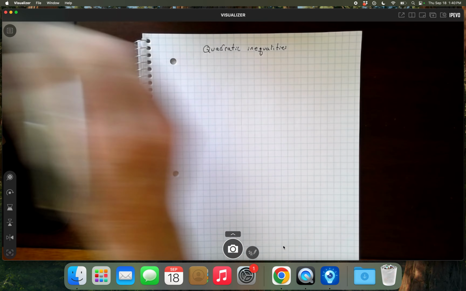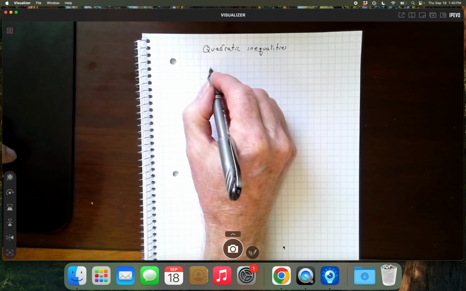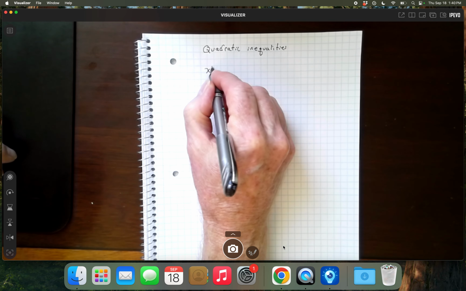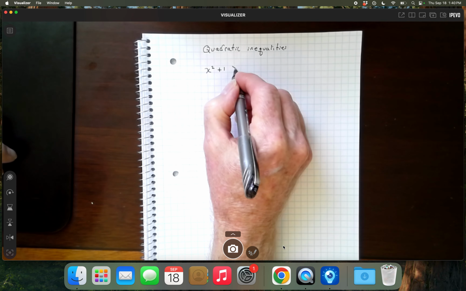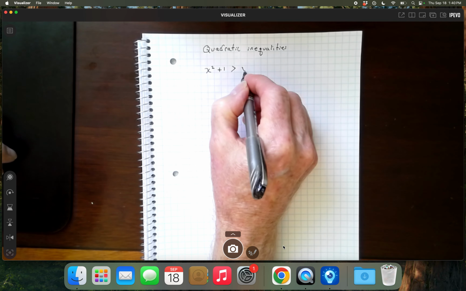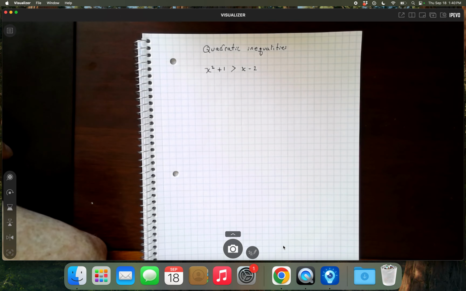Now, that would be an inequality that would involve a quadratic function. So if you see x squared, that's the clue that you're looking at a quadratic inequality. Perhaps I got x squared plus 1 is greater than x minus 2. Yep, that's a quadratic inequality.